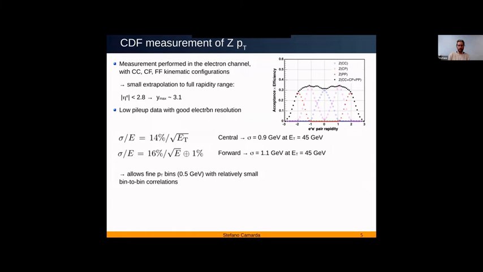Also, this was low pileup data. These are the first two inverse femtobarns of Tevatron data. To give some numbers about resolution, in the central CDF calorimeter, we have 0.9 GeV of resolution, and in the forward, we have 1.1 at the energy relevant for the Z-boson. As a consequence of this relatively good resolution, the measurement is done in fine bins, 0.5 GeV, with small bin-to-bin correlation, which is also an asset for this measurement.